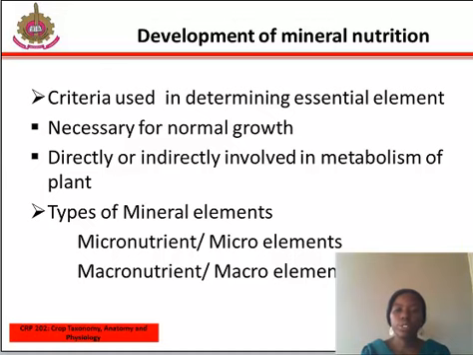We have 1. Microelements, also known as micronutrients, which are elements required in minute or small quantity, and they are also called trace elements. Examples of micronutrients are: 1. Boron, 2. Cobalt, 3. Copper, 4. Iron, then 5. Zinc. Another type of essential element is macroelements, also known as macronutrients. They are elements required in relatively large quantities. Examples are carbon, hydrogen, oxygen, phosphorus, and potassium.